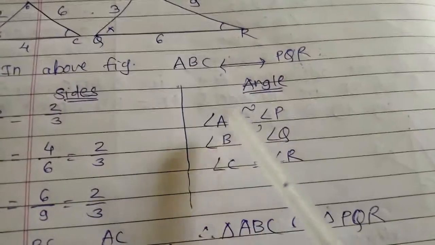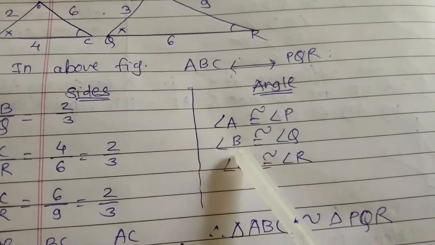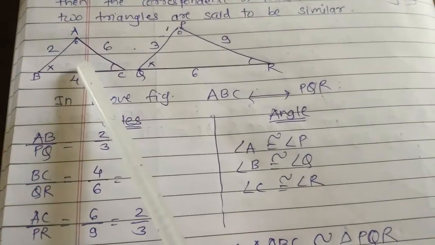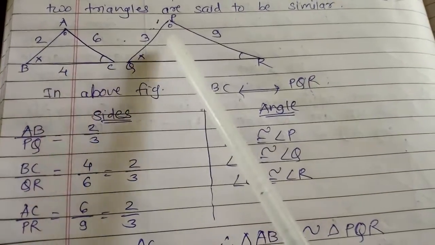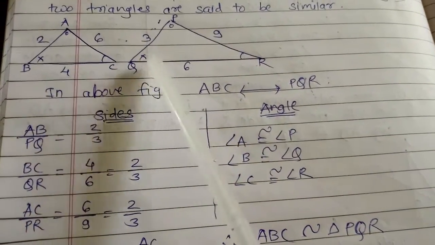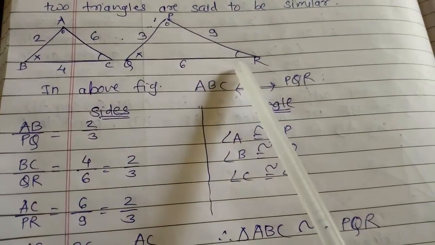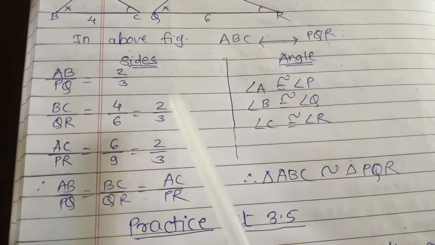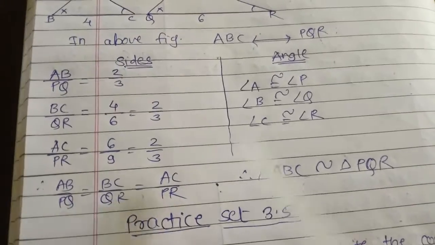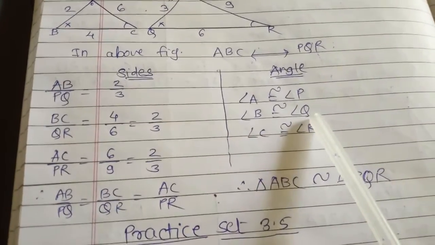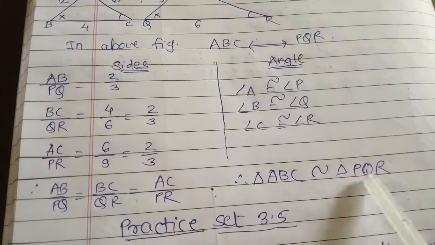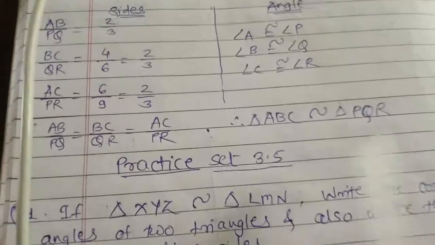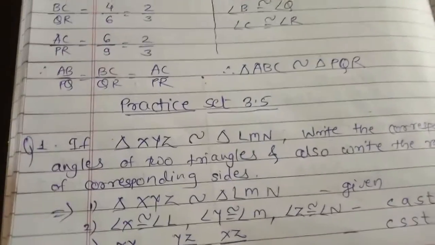Here also the angles, that is A is congruent with P, B is congruent with Q, and C is congruent with R. We can see this in the figure. So by the definition of the similar triangles, if the sides are in proportion and the angles are congruent to their corresponding angles, then the two triangles are similar. So here triangle ABC is similar with triangle PQR. Now we're going to see the practice set 3.5.